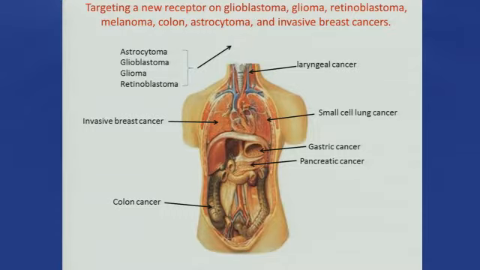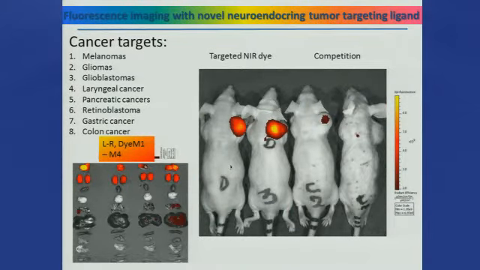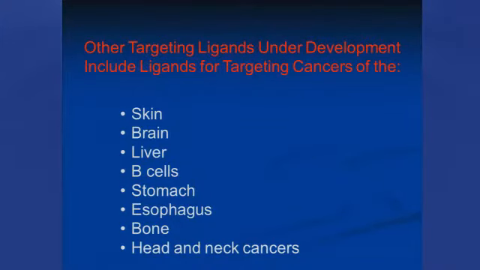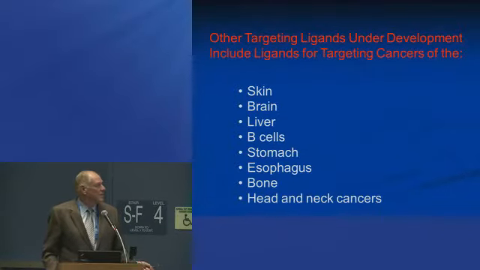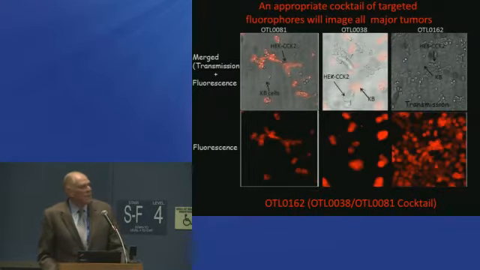Another one that we're going after is very heavily overexpressed in glioblastoma, glioma, retinoblastoma, and so forth, and a few other sites where there are neuroendocrine tumors. It also has very good specificity, and the competition can knock it down also. We're in the process, I don't have time to show you, we have data on a number of other targeting ligands for cancers of the skin, brain, liver, B cells, and stomach, and so forth. And we hope to be able to develop all of these into tumor-targeted fluorescent dyes to be able to make a cocktail.